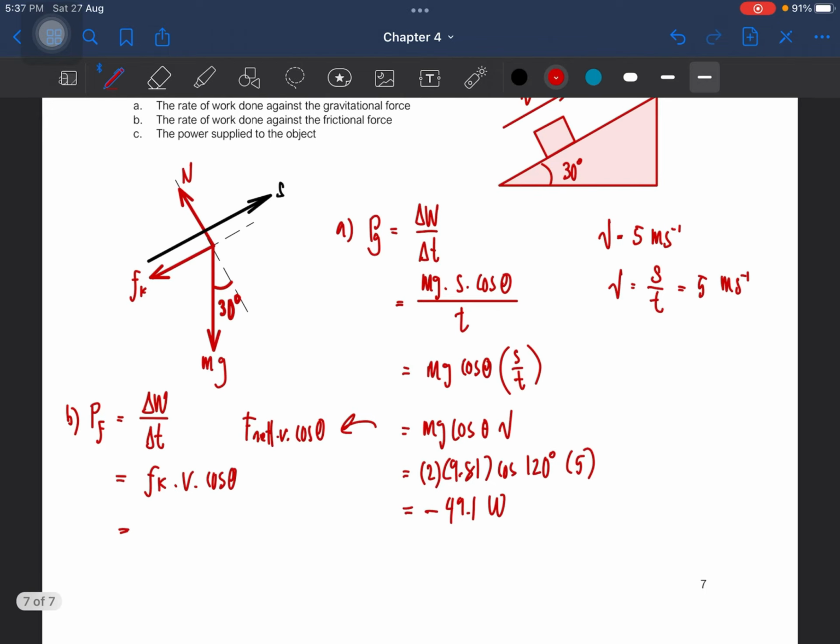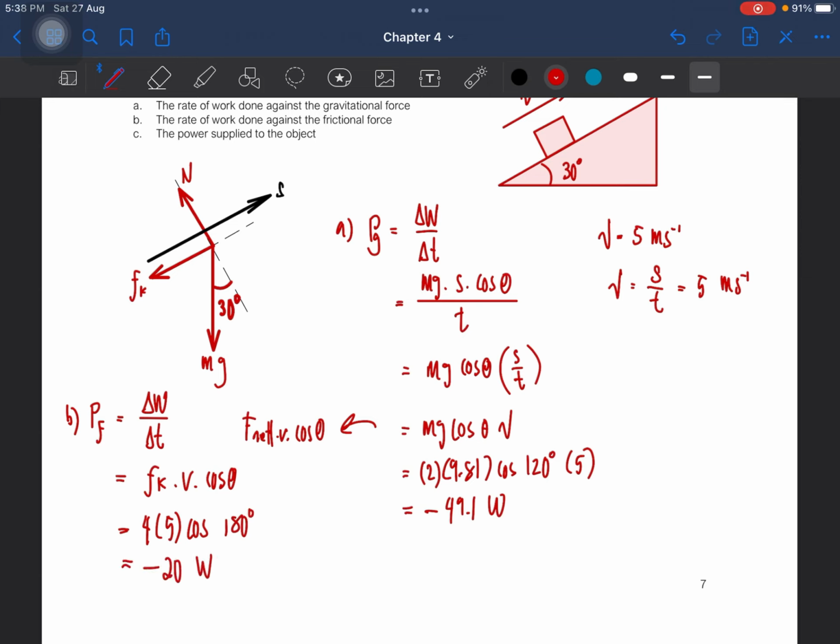It is given, right? 4 Newton just now? Yeah, given. So that is 4, then velocity 5, cos what? Theta. So this is the displacement arrowhead. This is the arrowhead for friction. So this is 180 degree. So the answer is negative 20 watt.